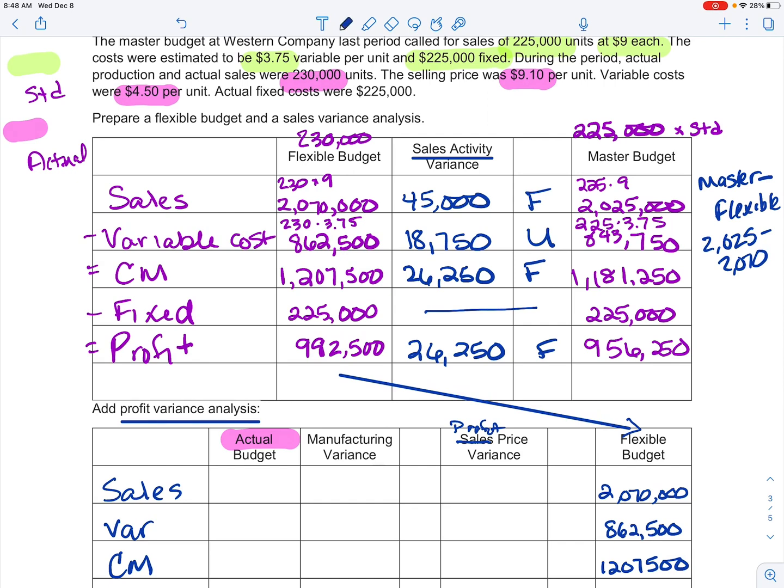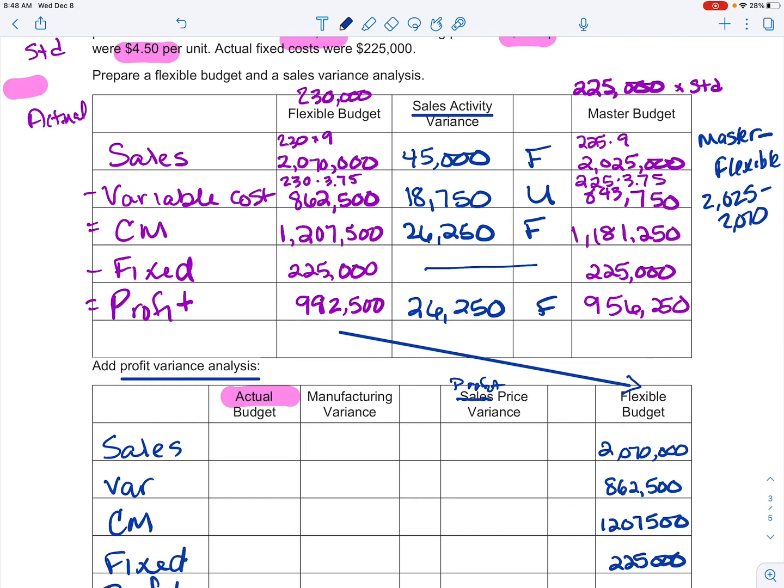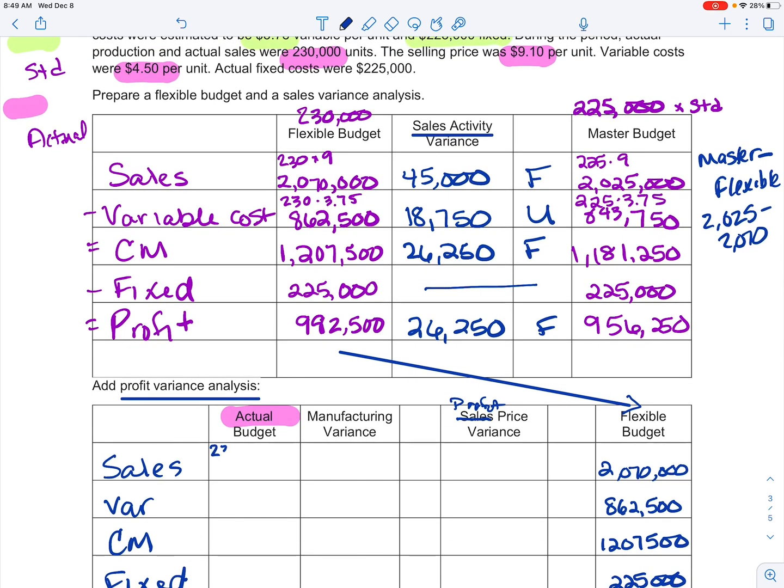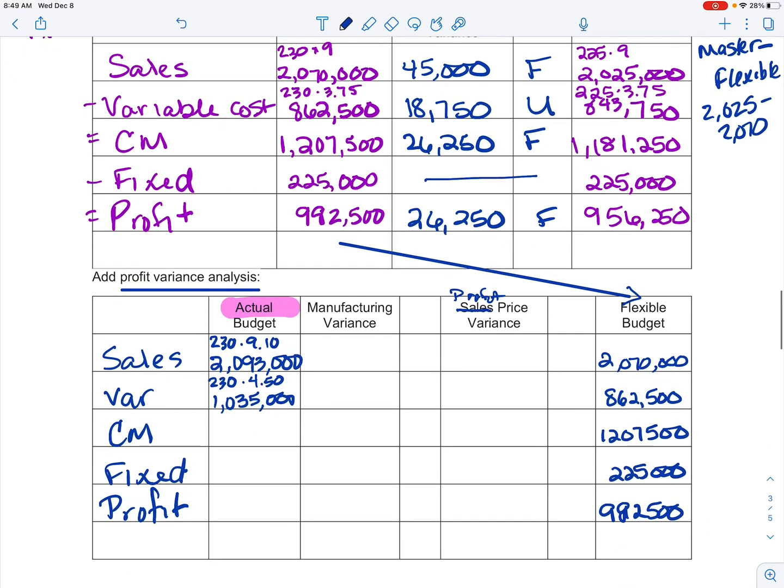So when I build this out, I'm using my actual sales at actual prices. So that first number, sales, would be 230 times 910, which is going to give me $2,093,000. Those variable costs again are 230, but I'm using my actual, which is 450, giving me a variable cost of 1.35, which gives me that contribution margin of 1058.